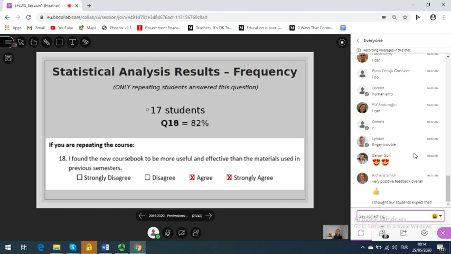So then we also had the frequency for question 18. And this was a question that only repeating students would answer. And there were only 17 students repeating the course. And this was a question that sort of compared the previous book that they had used in the last semester and the new book that Ainur and I had created this time, and about 82% of them liked it better. So that made us feel really good.